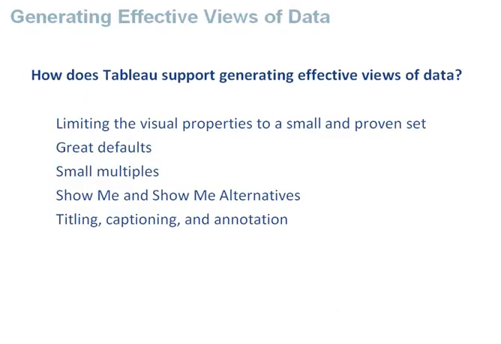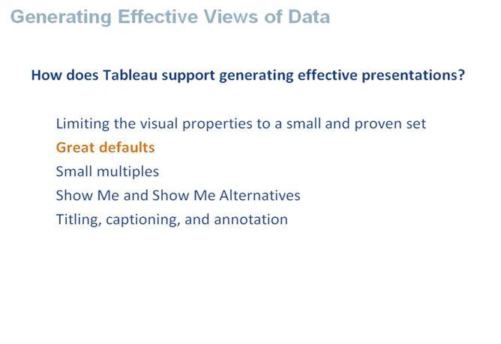So we've talked a little bit about what is an effective view. Now, how does Tableau support generating effective views of data, right? We want people to engage in this rapid Q&A and use this incremental ability to build up views, so how do we make sure those views are effective? So there's a number of things we do, from limiting the visual properties to having great defaults to using small multiples. And I'm going to talk about several of these in depth to just really emphasize how they support the cycle of visual analysis and why that's important.